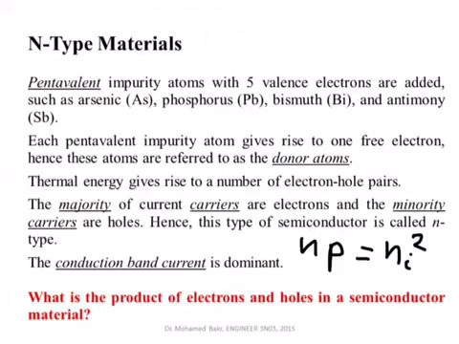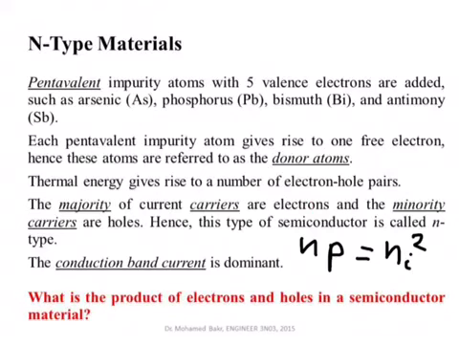This number here is 10 to the power 20, and this number we're going to be using in a later example, as I will show you. But just remember, as you have more electrons, you are bound to have less holes, because the product is equal to this number squared, and this one is a fixed number.